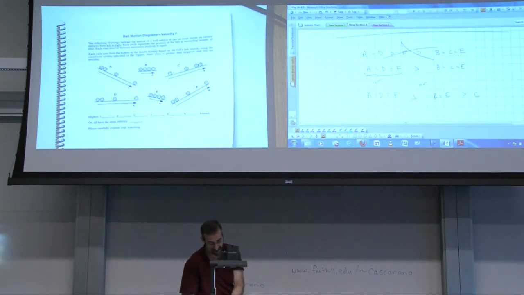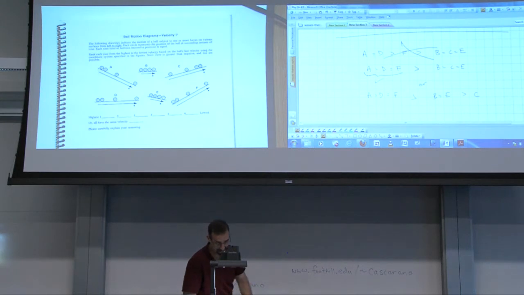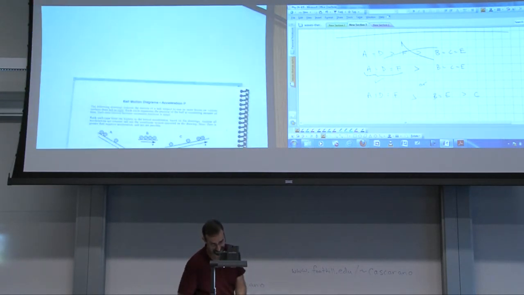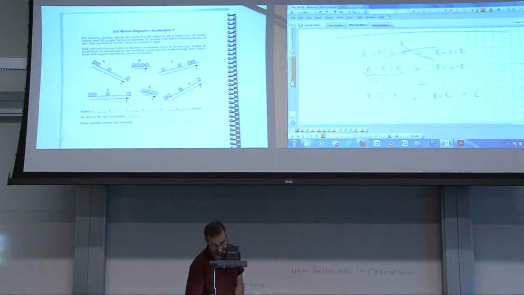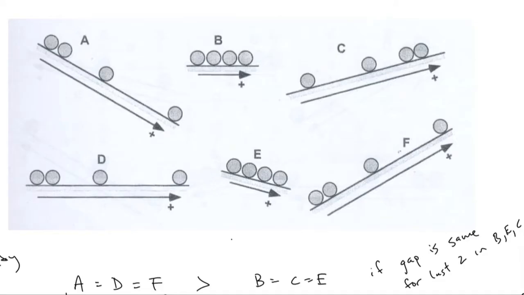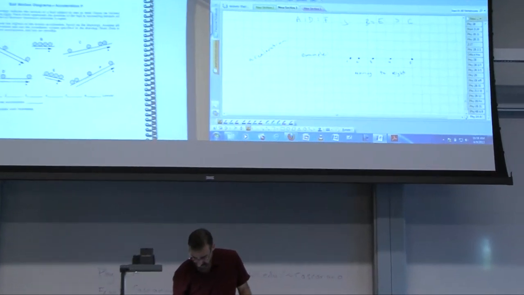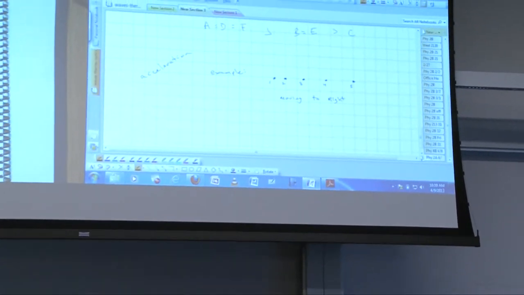Should we look at acceleration now? So now we want to rank these based on the acceleration. We'll assume that these all are undergoing constant acceleration. We'll call that our positive direction.